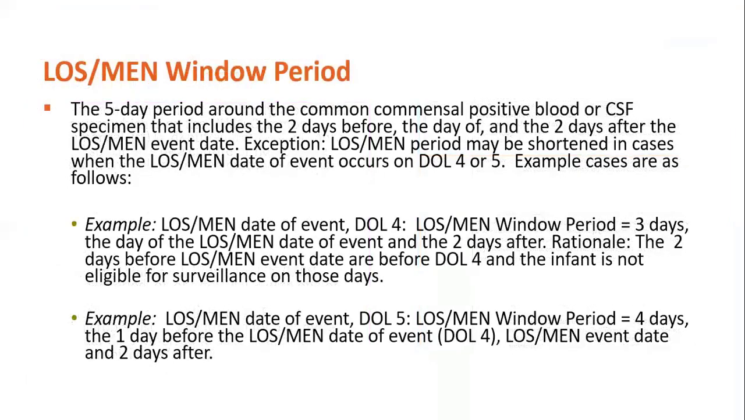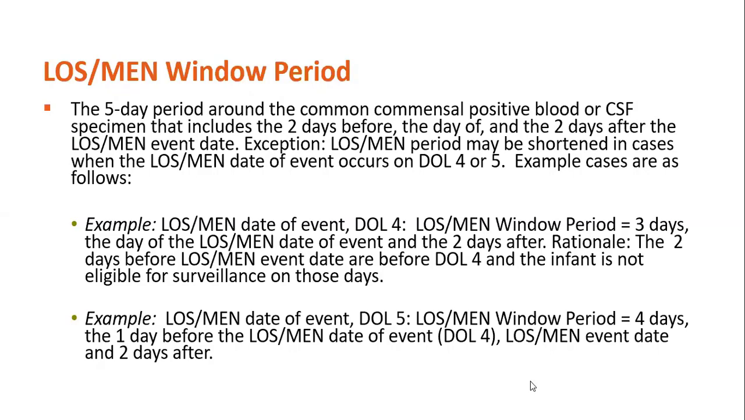The late onset sepsis meningitis window period is a 5-day period around the positive common commensal blood or cerebral spinal specimen that includes the 2 days before, the day of, and the 2 days after the late onset sepsis event date. There are some exceptions to this rule in which the late onset sepsis meningitis window period may be shortened in cases where the event occurs on day of life 4 or 5.